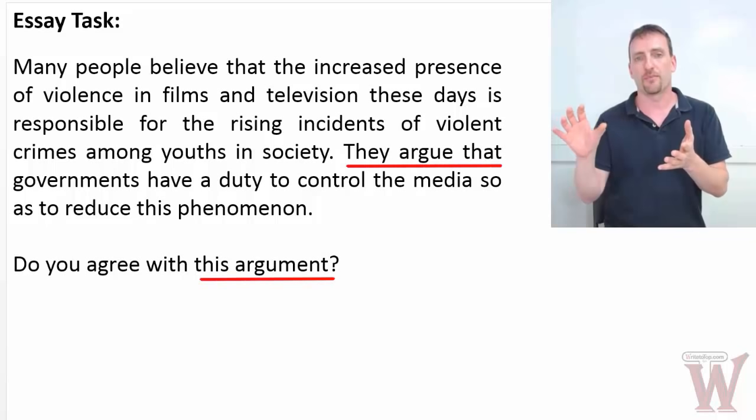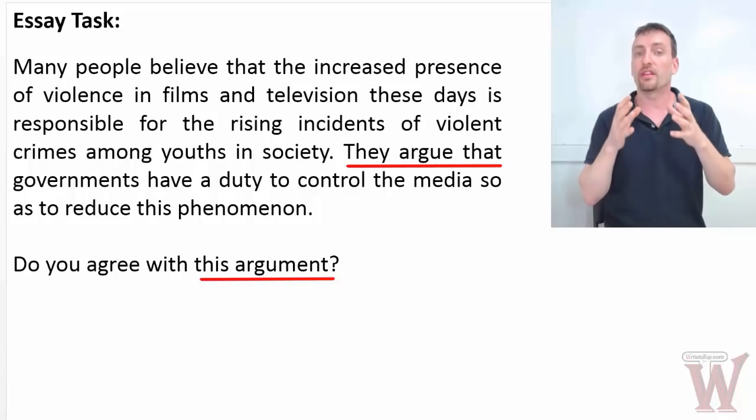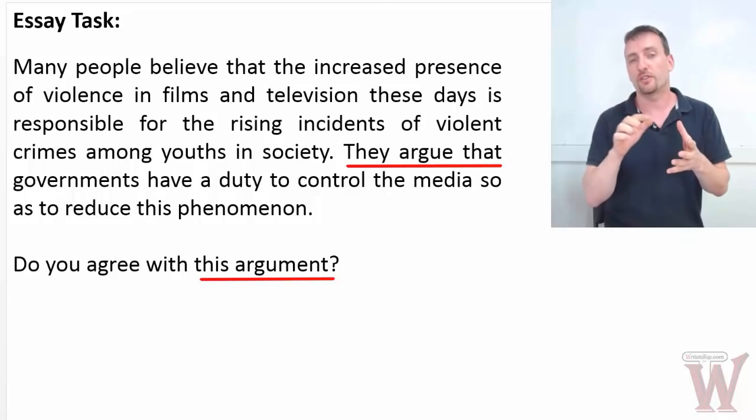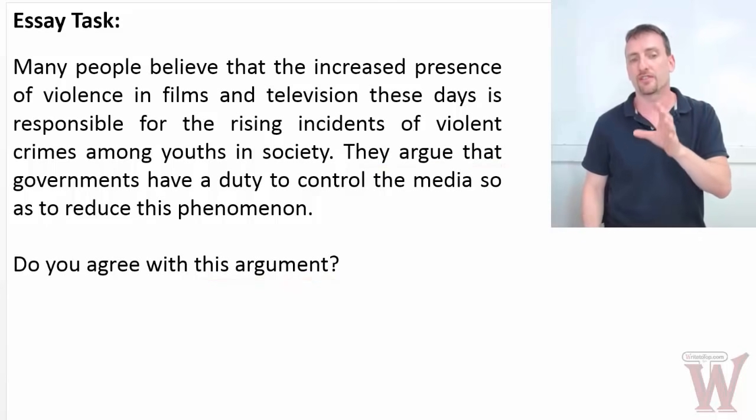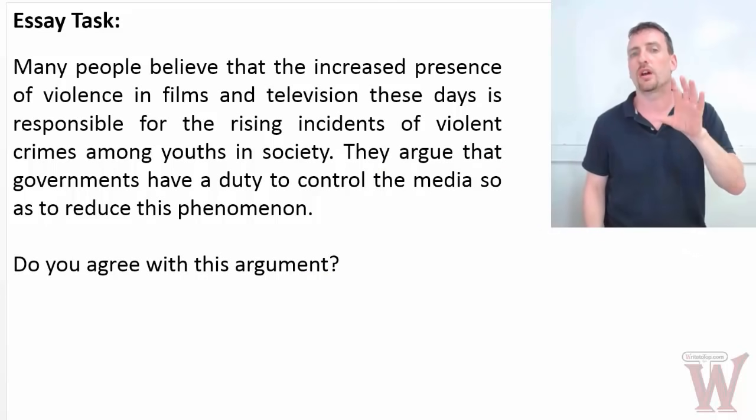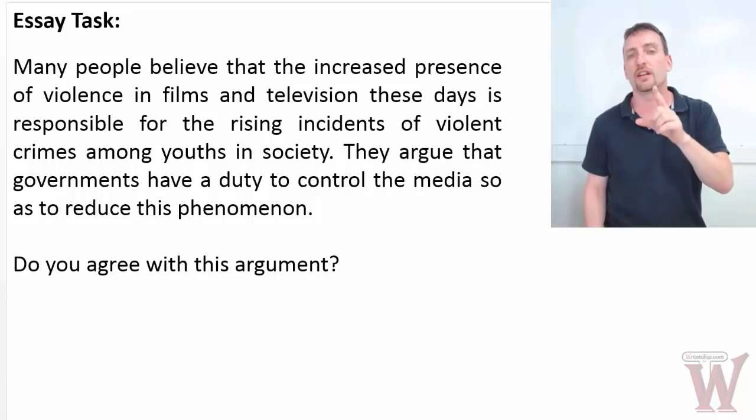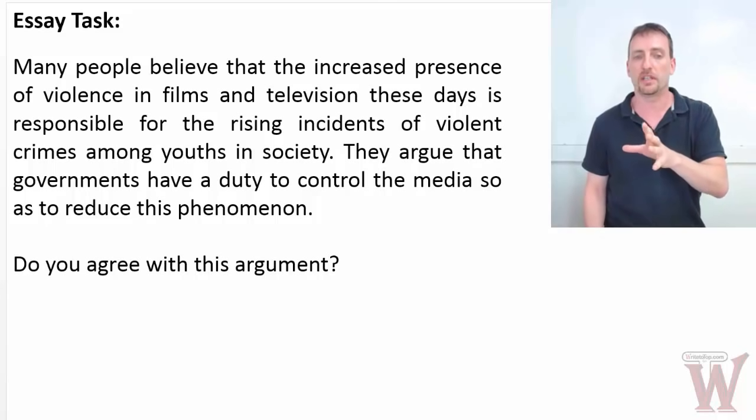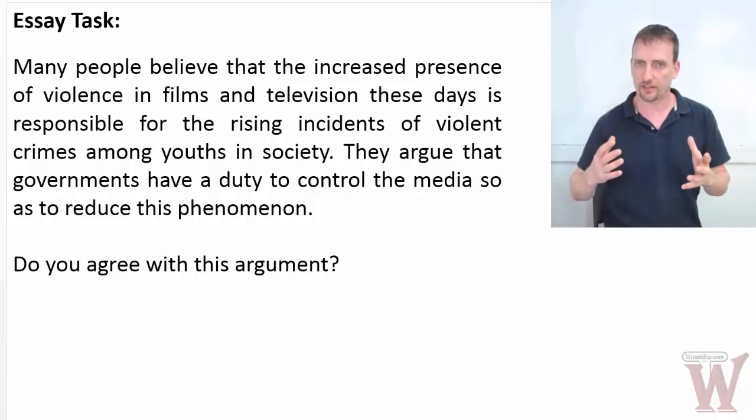"They argue that." So here the test is presenting you with the argument that you're going to have to agree or disagree with, okay? They argue that governments have a duty to control the media. This is the actual question. This is what your essay is going to be about. It's not about whether there's violence in films and whether there's violence among youths in society. That's not the question. The question is, should the government censor the media to try to reduce this phenomenon, okay? So now we understand the question.